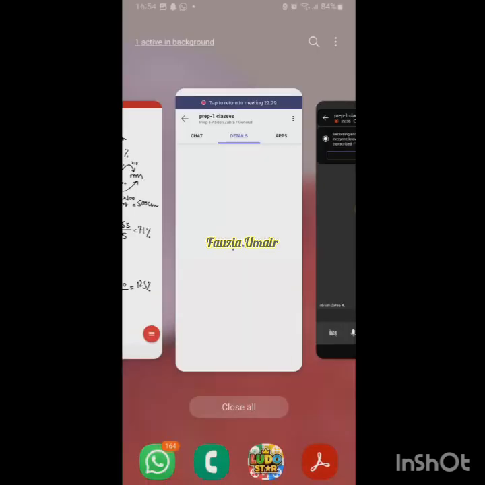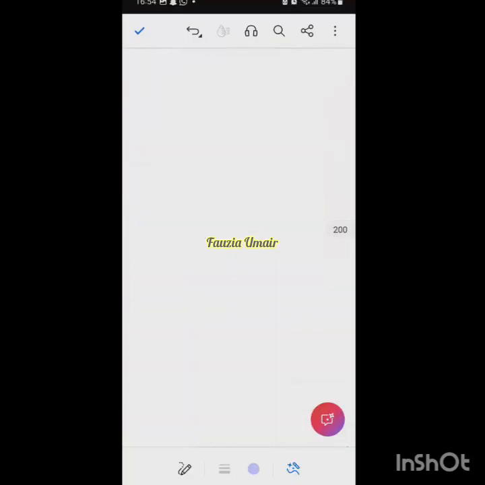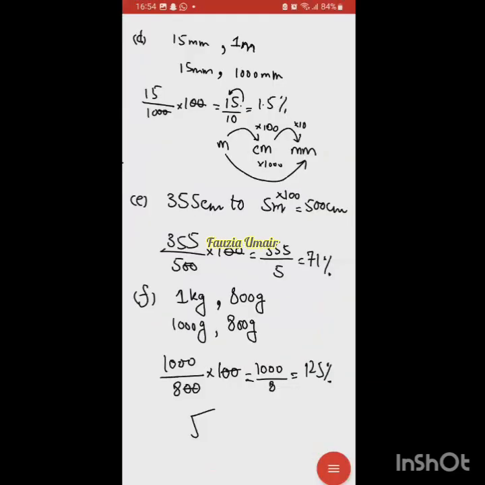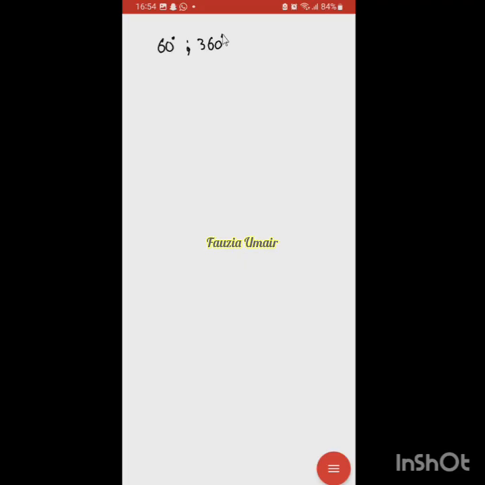All right. So now comes the G part. G part is 60 degree to 360 degree. So do you think we need to convert units? No, we don't have to, because they are both in degrees.